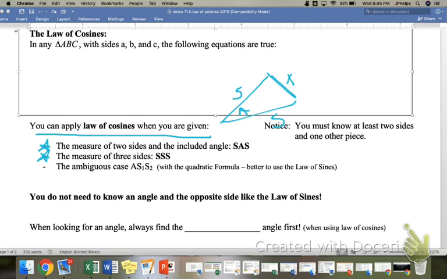So you do not need to know an angle and the opposite side like the law of sines. You can have side, angle, side, or you can have side, side, side. And when you're looking for an angle, always find the largest angle first. And this is when you're using the law of cosines. So again, when you're using the law of cosines, always look for the largest angle first. When you're given three sides, you know which angle will be the largest based on which side is the longest. So that's how we're going to be setting it up in these problems.